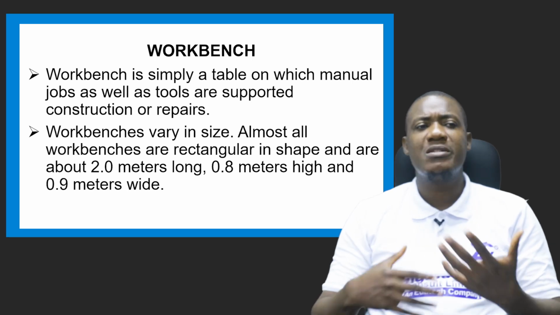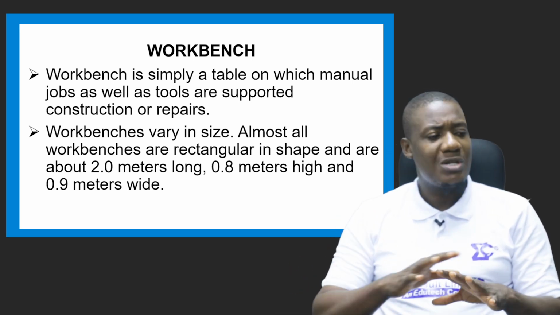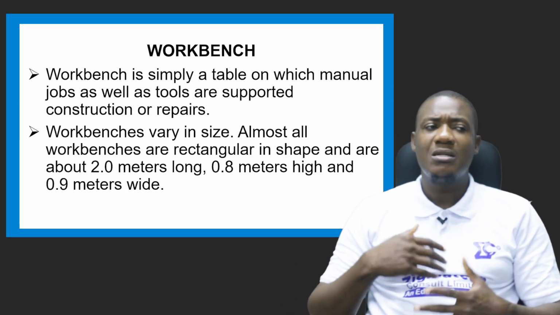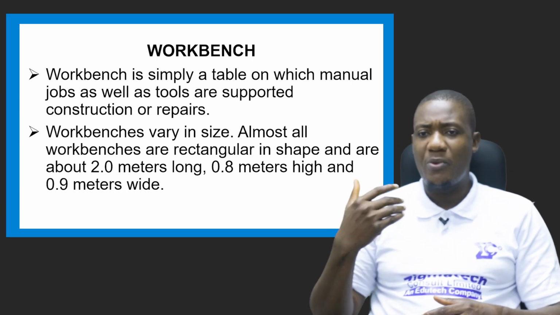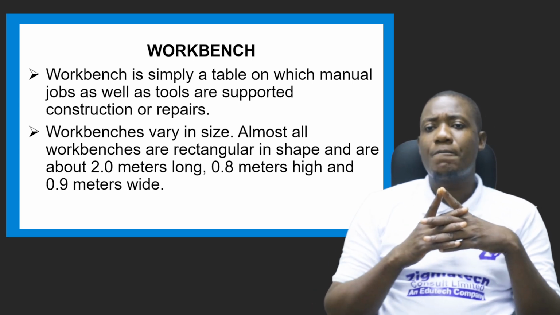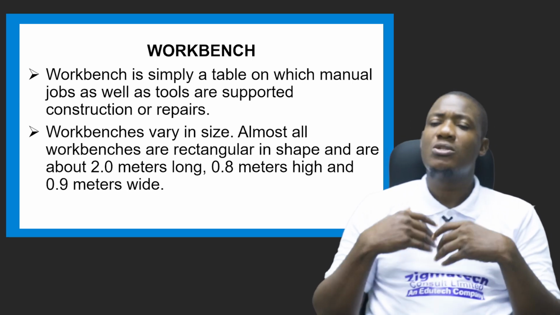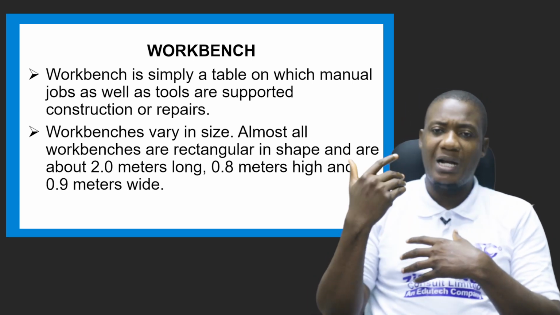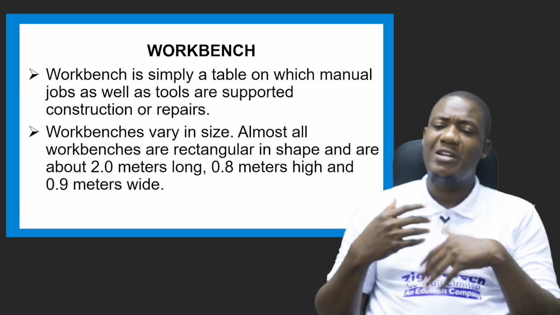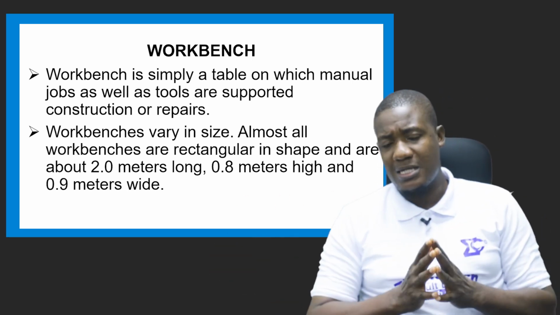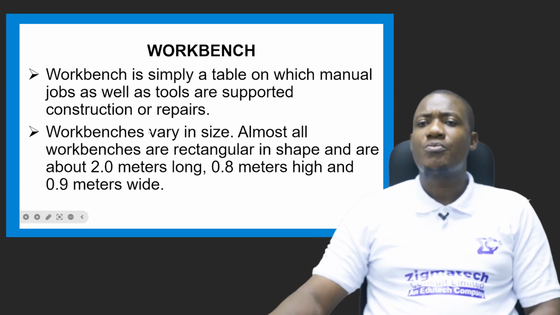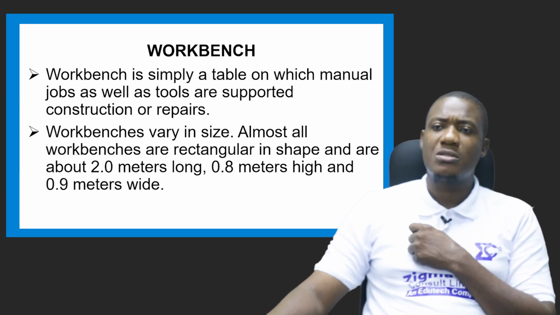Oftentimes we have these workbenches in various sizes, right? They're usually rectangular, they can come in different sizes, 2 by 0.8 by 0.9, depending on the workbench. So when we say 2 by 0.8 by 0.9, then I trust you understand what we mean by that. We have length times breadth times height, because we're talking about a rectangle here in this case. So most workbenches occur with those dimensions.